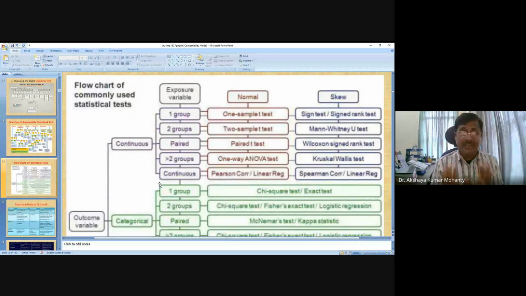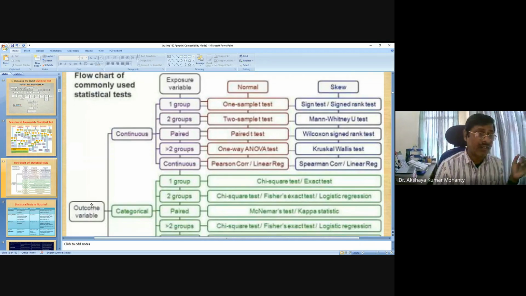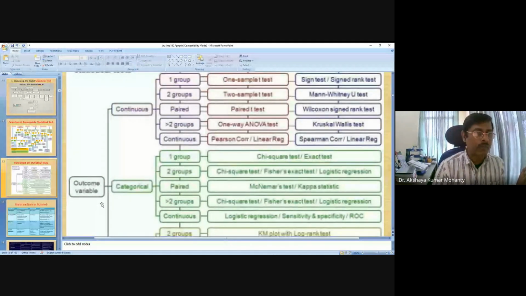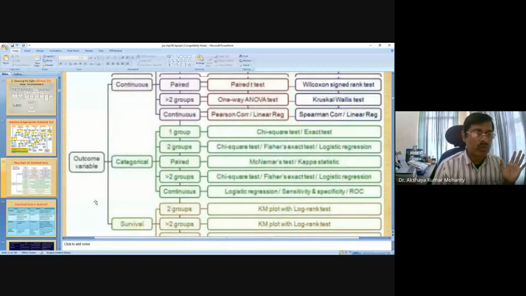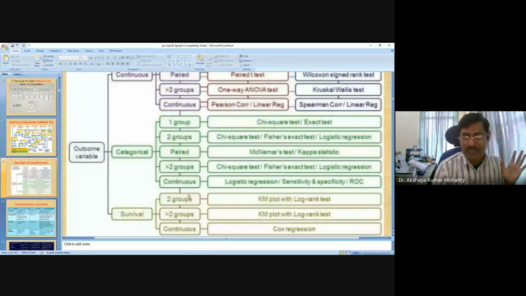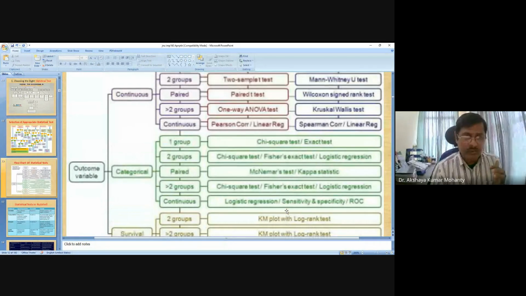So now check this flow chart of commonly used statistical tests. I have taken the outcome variables, as I did in the first slide. Outcome variables means the dependent variable. It is obvious: the other name of the outcome variable is the dependent variable. We should not go into that last block, because you are from the social science department and it will be a little bit difficult for you. So we will leave it.